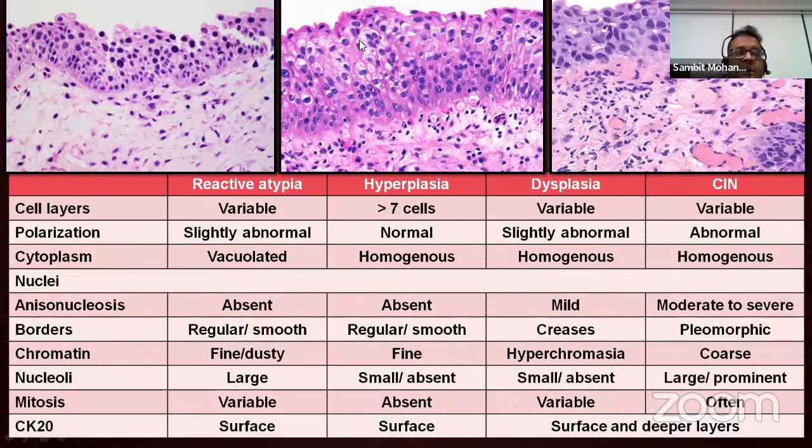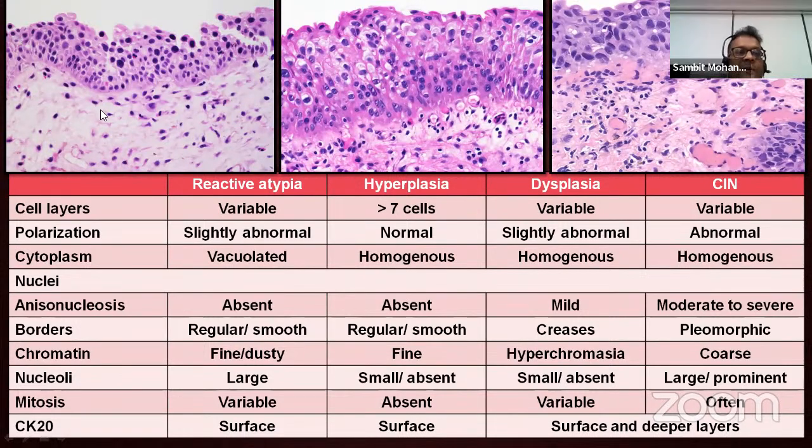And another important thing for reactive change is the clear cell change. When you see so much clear cell change, vacuolated change, interepithelial edema, and preservation of this reactive-looking umbrella cell, you stay away from calling something a CIS or dysplasia. It is reactive.